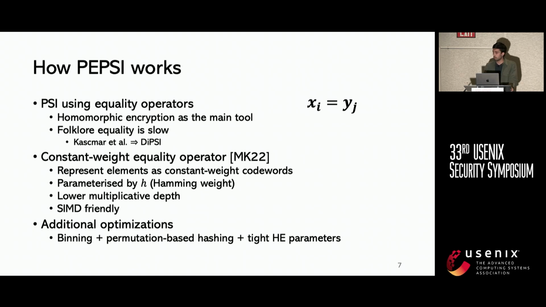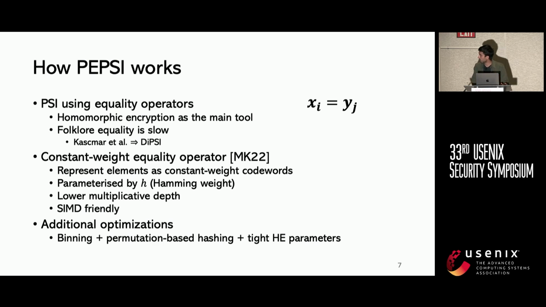On top of that, we use permutation-based hashing, which, while asymptotically it might not seem to make a big difference, because of the use of homomorphic encryption and everything being a homomorphic ciphertext, has a very concrete effect on the difficulty of the equalities that we have to do. So it makes things a lot faster. And overall, by doing all these tricks, particularly because of the use of the constant weight equality operator, we can resort to tighter FHE parameters, which makes both the ciphertexts smaller and all the subsequent operations faster as well.